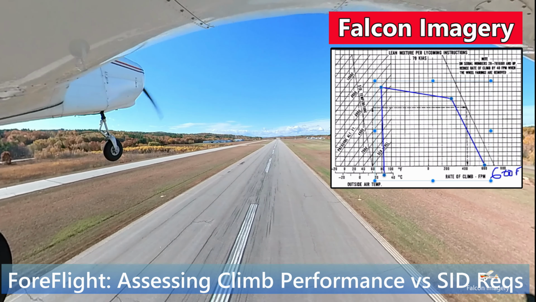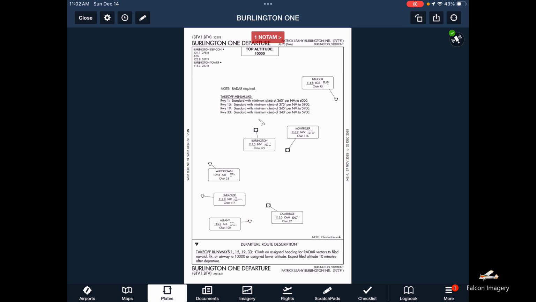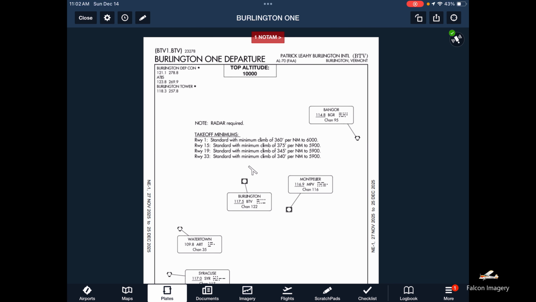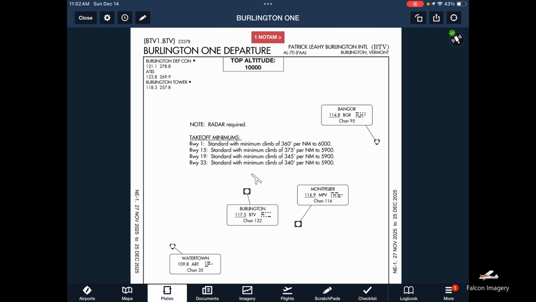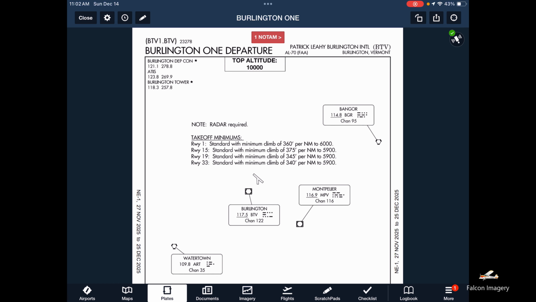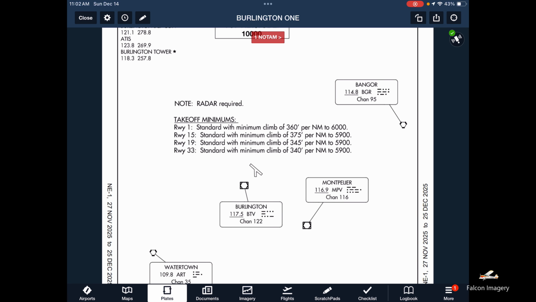I'm continuing on with my series on using ForeFlight for doing performance analysis of my aircraft relative to, in this case, a standard instrument departure procedure. Here I have the Burlington 1 departure procedure, and we're going to determine if our aircraft can meet the minimum climb gradient as specified in this SID. I'm going to assume for the moment that we're going to plan to take off runway 19 that has a standard minimum takeoff requirements with minimum climb gradient of 345 feet per nautical mile to 5,900 feet.